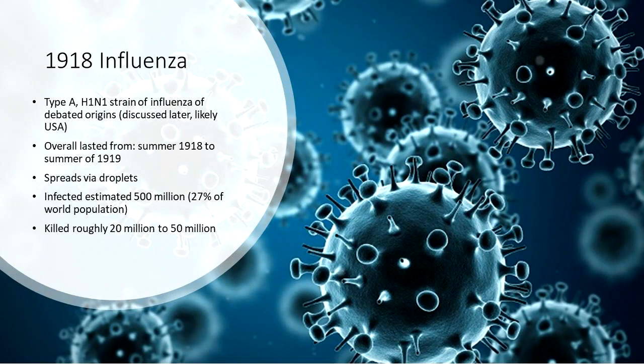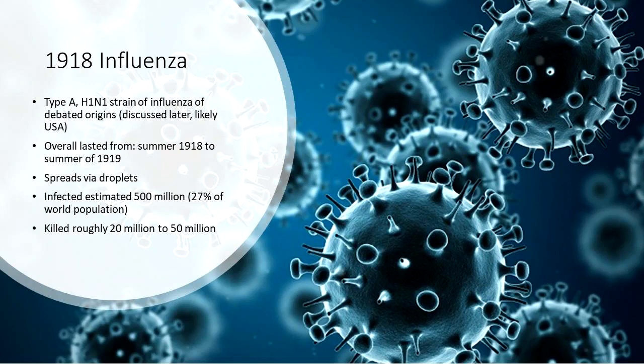This one spreads via droplets, mostly an airborne spread, as all influenza is, and it infected an estimated 500 million people, which at the time in 1918 was 27% of the world population. A lot of these figures are estimated due to just the availability of data from that time. It killed roughly, contemporary estimates back in 1918 said around 21 million people. The most recent paper I've seen published trying to estimate the death toll from this pandemic said 50 million, but said it could have been even higher.